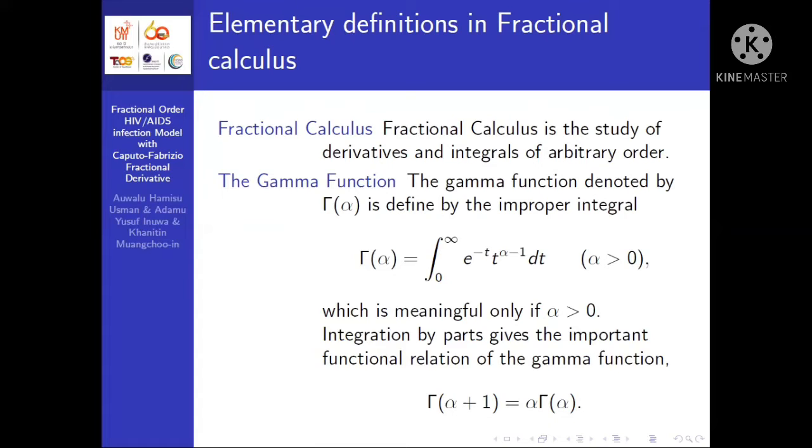The gamma function, which is a popular function, is a popular integral given by the following and denoted by gamma of alpha, where, to make this integral meaningful, alpha has to be greater than 0. When the integration by parts formula is applied to this, we can derive the following recurrence relation, which is very useful.